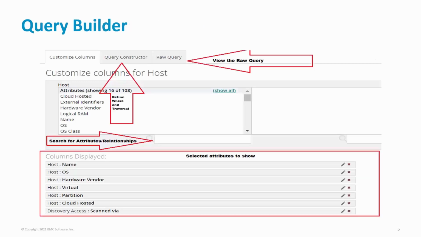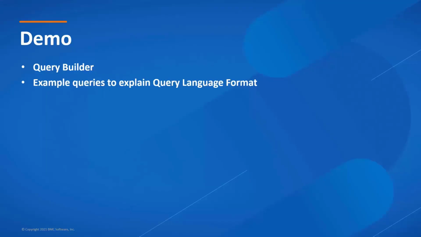The Query Builder is an easy-to-use and user-friendly interface which enables us to define and select the node kind that we want to search for, define where clause, select attributes that we want to show, traverse to related nodes, and so many things. Let's take a demo here to see how to use Query Builder. We will take a few examples to understand those 7 expressions that we saw in the query language format.